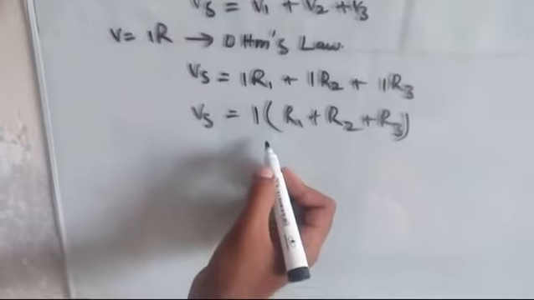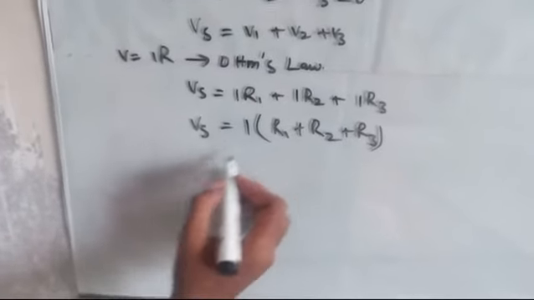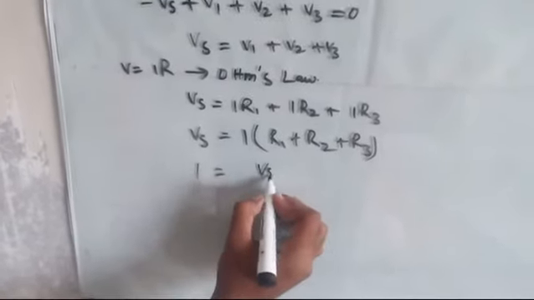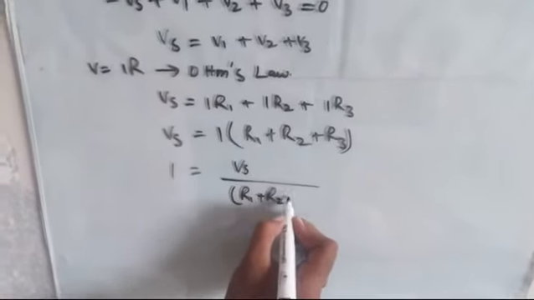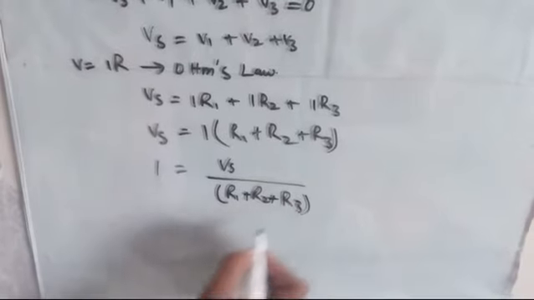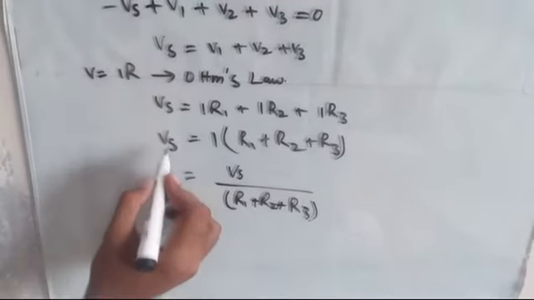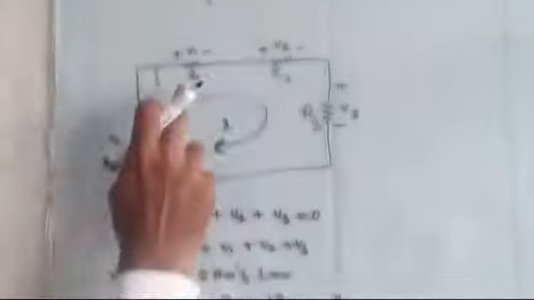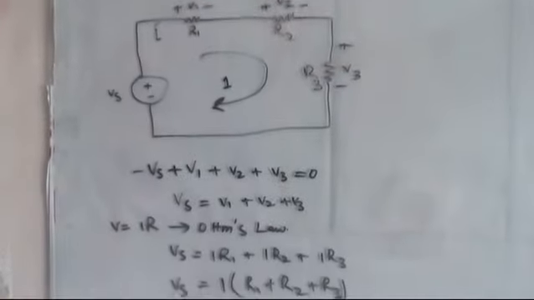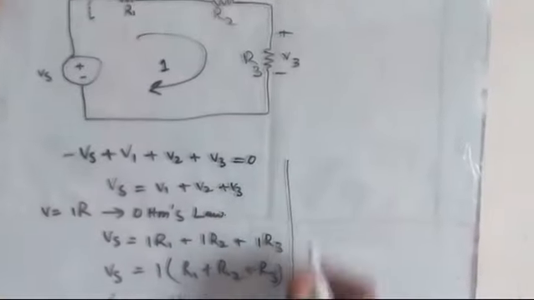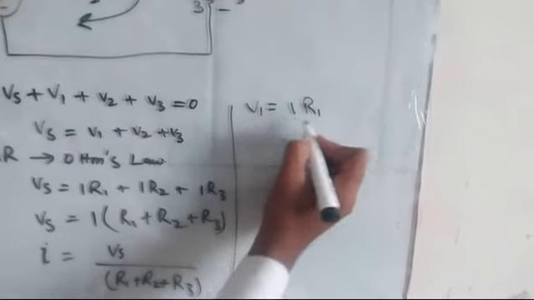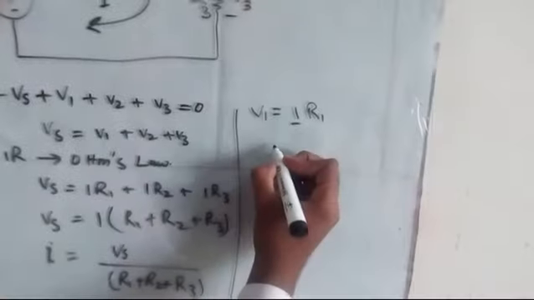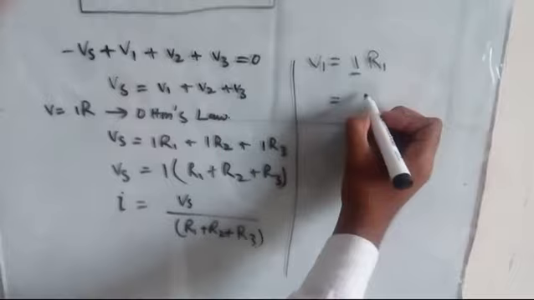We can find the value of I from here. I is equal to Vs divided by R1 plus R2 plus R3. So now we know the value of current passing through each resistance. We can find V1, V2 and V3 using Ohm's law. So V1 is equal to I multiplied by R1. We know the value of I from this equation. Putting the value of I in this equation, we can find the value of V1.